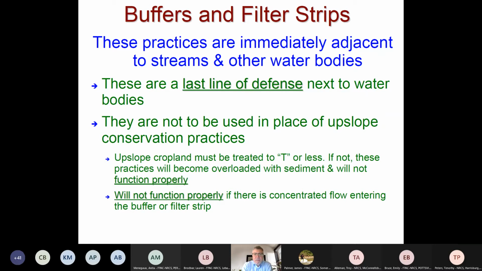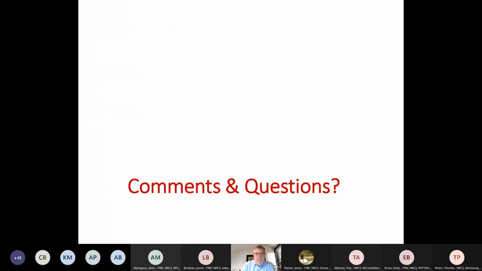And so it's important that cropland be treated to T, less than several tons of soil loss per acre per year, to avoid overloading the buffers and filter strips and allow them to function properly. Now, it's also important that we maintain sheet flow as opposed to concentrated flow when water enters buffers, filter strips, even strip cropping and contour buffer strips. It needs to enter that buffer area in sheet flow. And you'll learn more about sheet flow and concentrated flow in future trainings. Okay, but we need to maintain sheet flow entering the buffer or the strip.